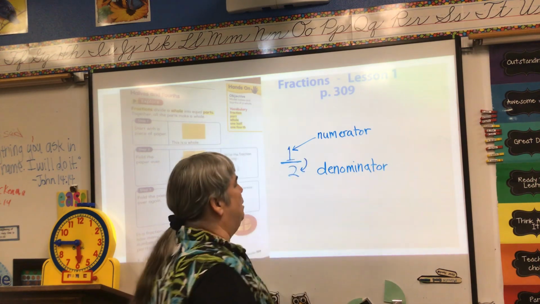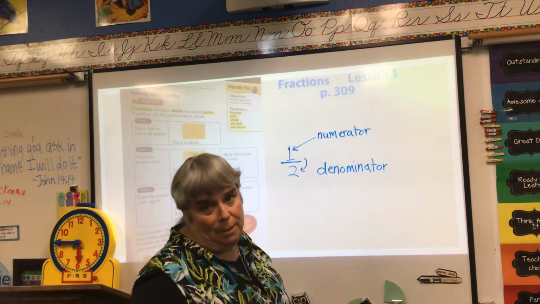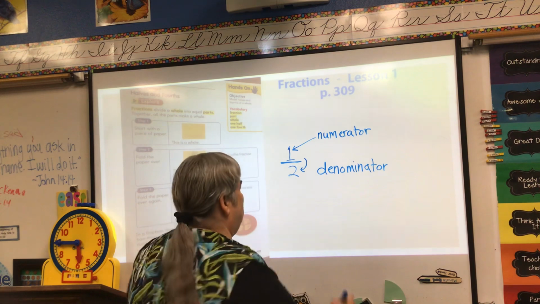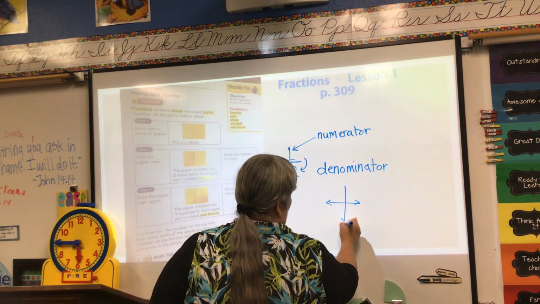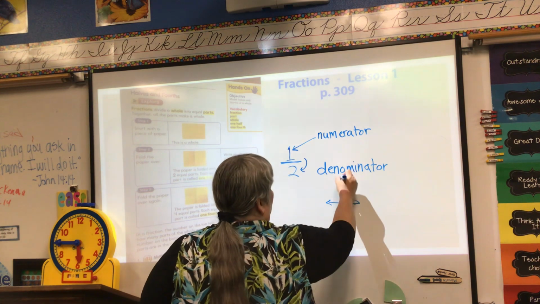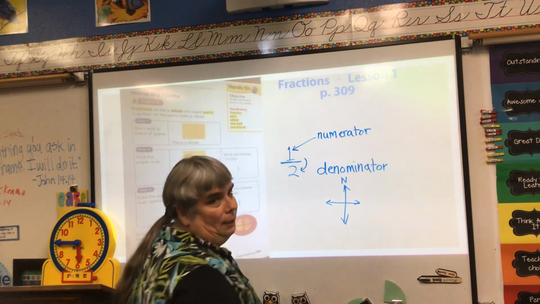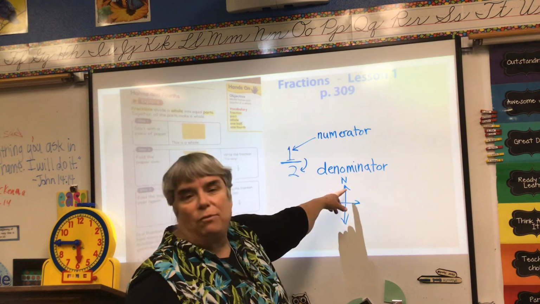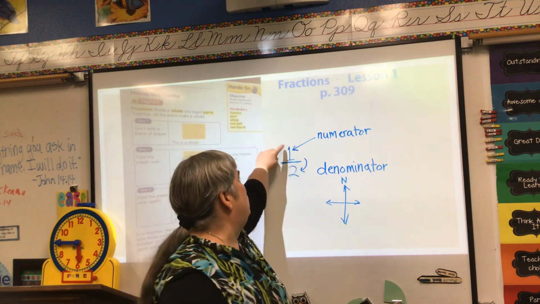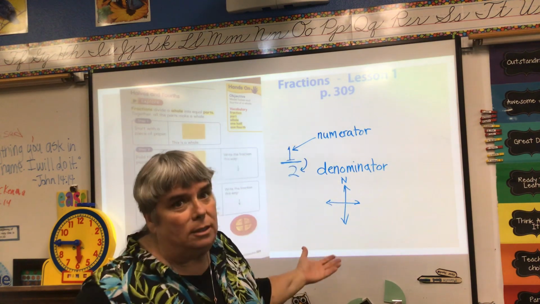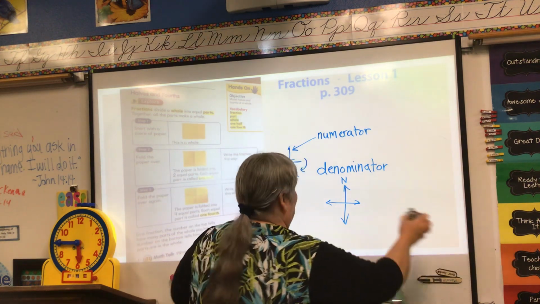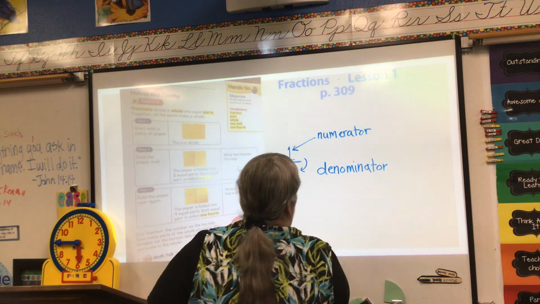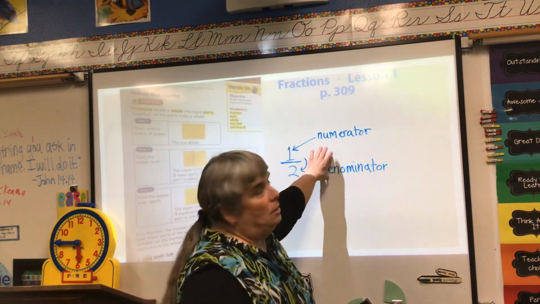The other way that I remembered that the numerator was on top, you guys should remember from when we studied about this. Remember, this is a compass star, and north is always pointing up, and north, N for north, N for numerator. N is on top. So when you get into third grade and at the end of second grade, we definitely expect you to know these words.